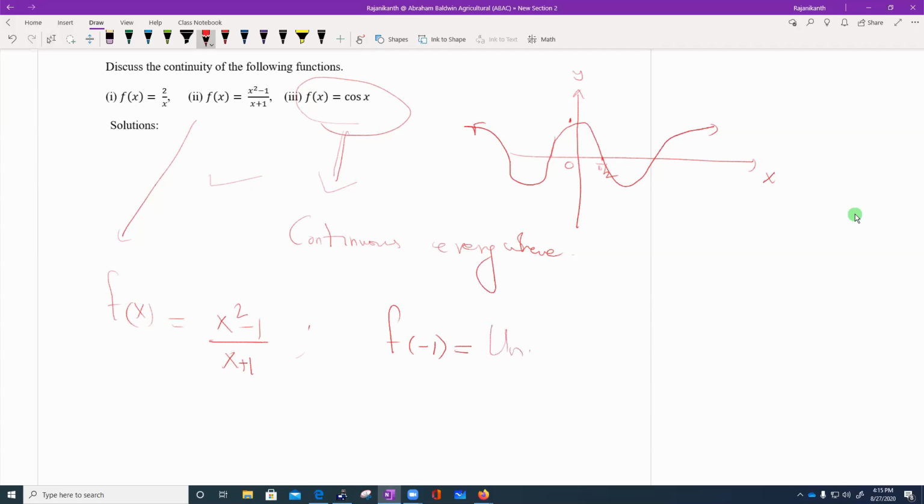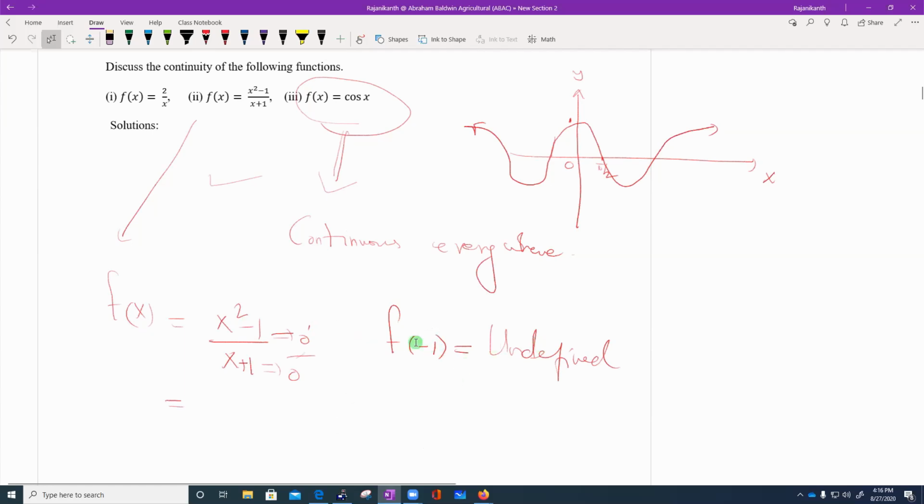Why is it undefined? If you plug -1 into your function, you will not get any real value, because the denominator becomes 0. What about the numerator? The numerator also becomes 0. So you will always have the 0 over 0 form, which is an indeterminate form. You don't find any real value, which means the function is not defined. When the function is not defined, of course, it is automatically going to be discontinuous at that point, -1.